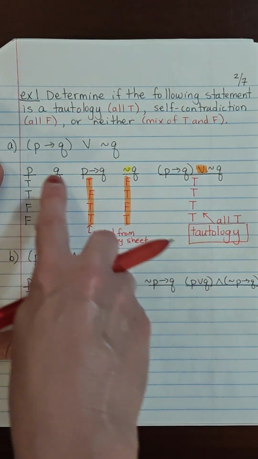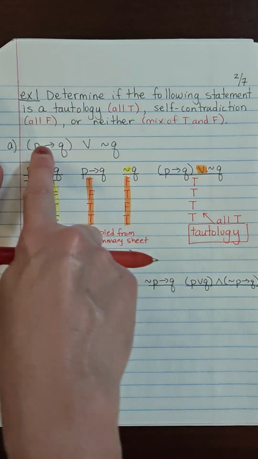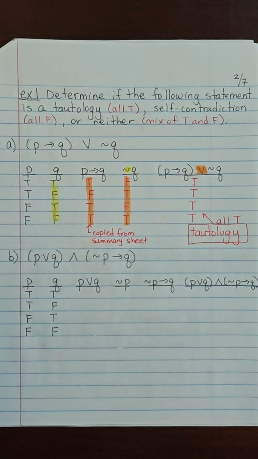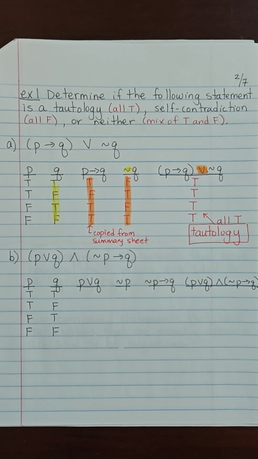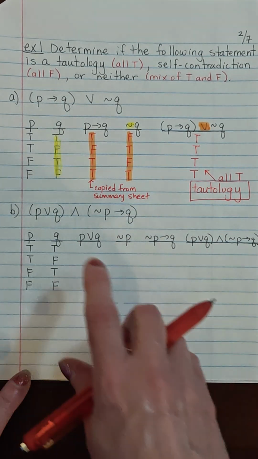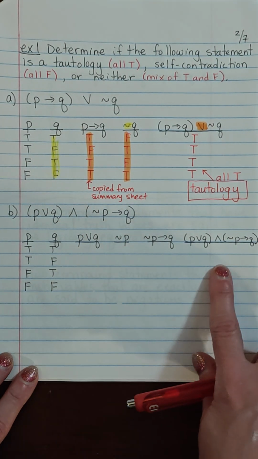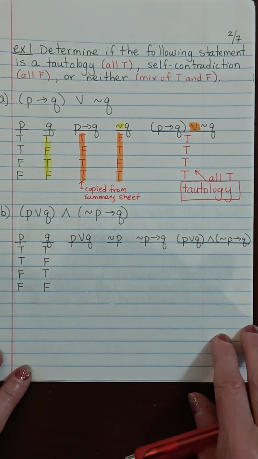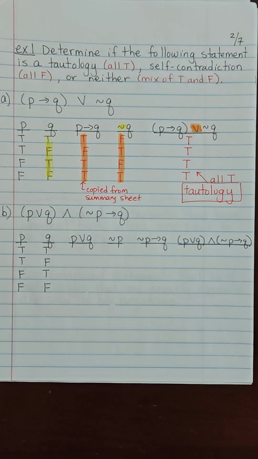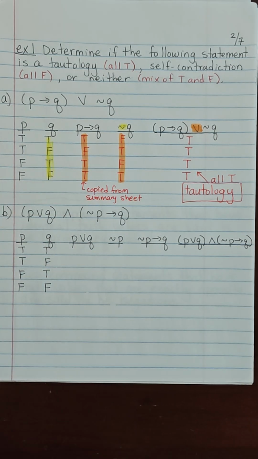You don't have to look at the other columns. You just care about the column that goes along with that particular statement. All right, so let's look at this next one. This is a pretty complicated statement, so you can see that it took a lot of columns to build up to it. So let's take a second and look at that and see how I built this truth table.